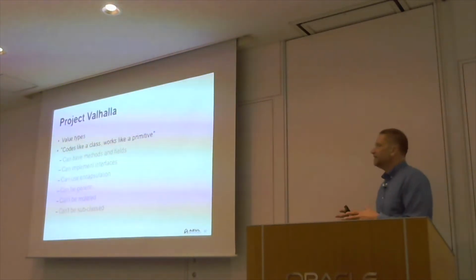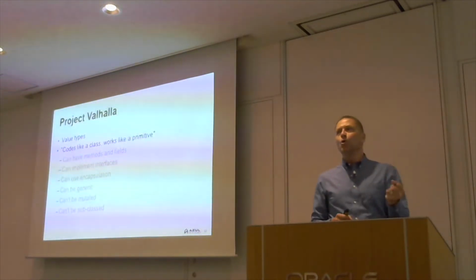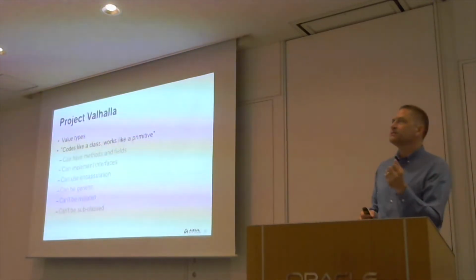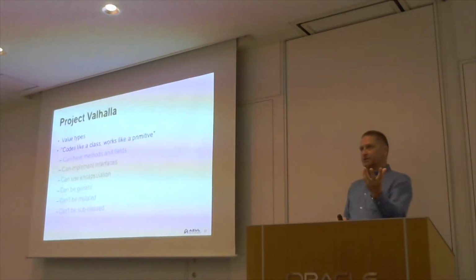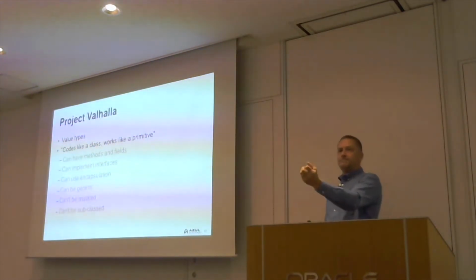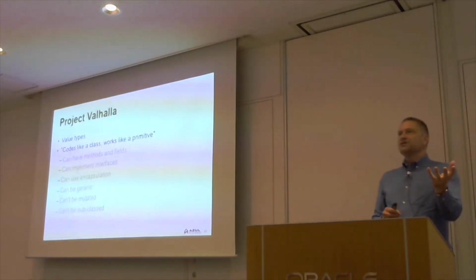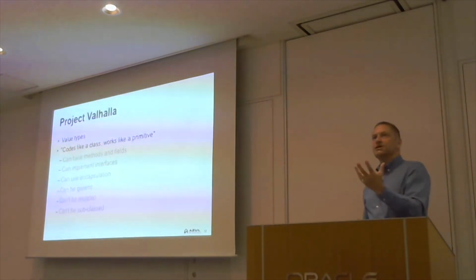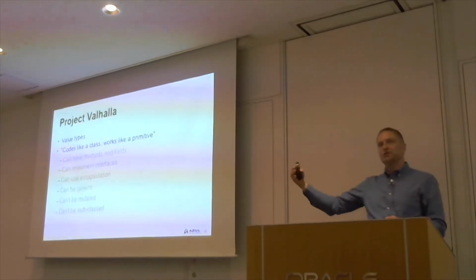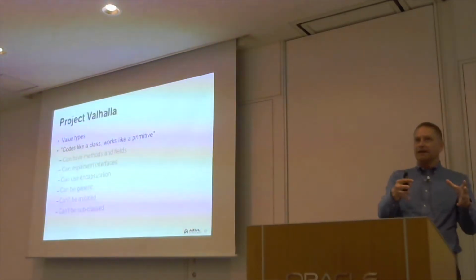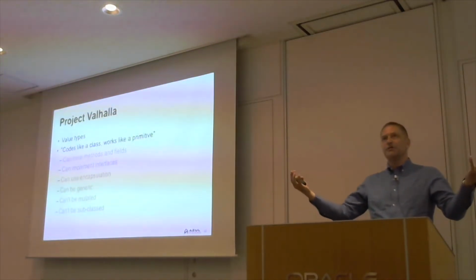It's about the idea of value types, which is something which codes like a class, but works like a primitive. And what this essentially means is that if you think of an int, let's say we've got an int 3, you can create an object representation of that, which is a new Integer which has the value 3 in it. If you then do that again, and you call new Integer 3, you're going to get another object. But those two objects are identical.